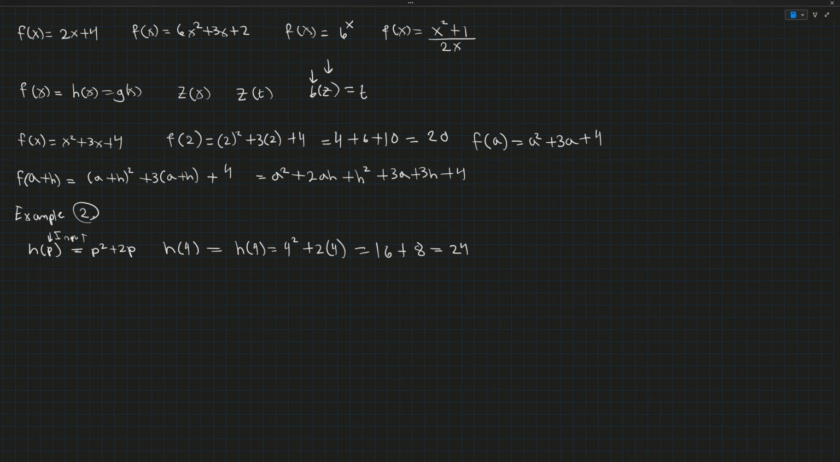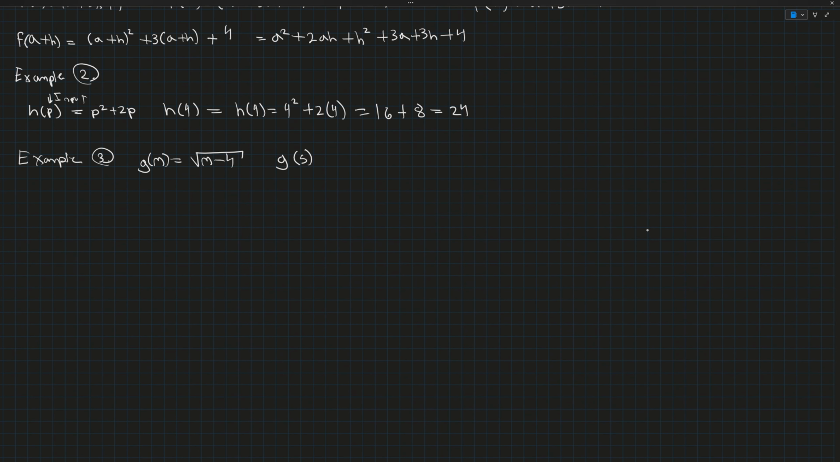That's it. Now, I want you to try this example. Try g of m is equal to the square root of m minus 4 and evaluate it at m equals 5. So give it a go and then we'll walk through it together. Now, it is the exact same process. g of 5 is equal to the square root of 5 minus 4, which is the square root of 1, which is just equal to 1.